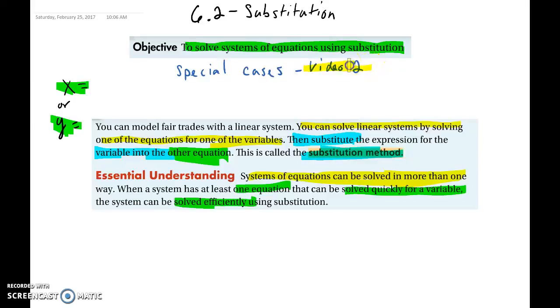All right, so this is now video 2, and this is the special cases of substitution or solving systems of equations in general. We talked about this in section 1 in the last video, where if we have two equations or two graphs that when we graph them, they only intersect one time, they were called consistent and independent.